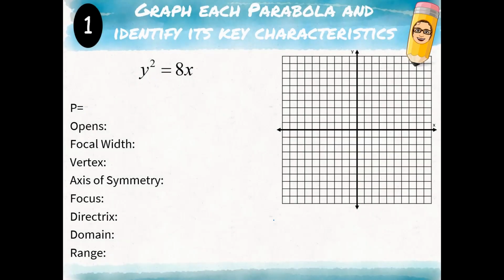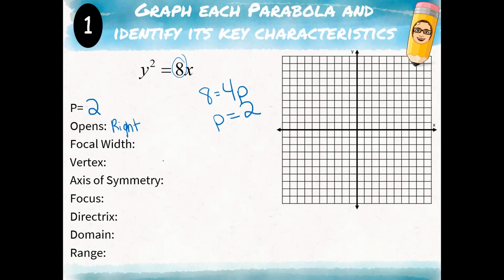Let's try the first problem. First thing I'm going to do is find that p-value. I'm going to take this 8 and set it equal to that 4p. My p-value will be 2, so I'm going to put a 2 there. Since it is y squared, that means it's either left or right. My p-value is positive, so this will be opening to the right.